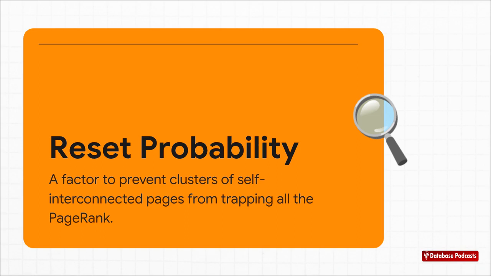Just imagine a random surfer. Now, most of the time, this surfer just clicks on links. But every now and then, with a small probability, say about 15%, they get bored and just jump to a completely random page anywhere else on the network. This little trick ensures that a bit of PageRank can always escape from any loop and get redistributed across the entire graph.